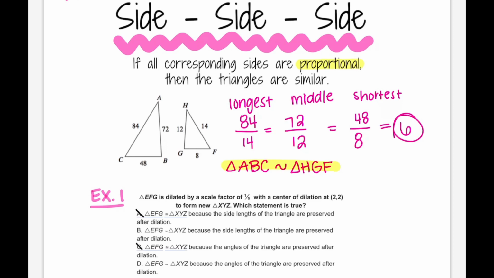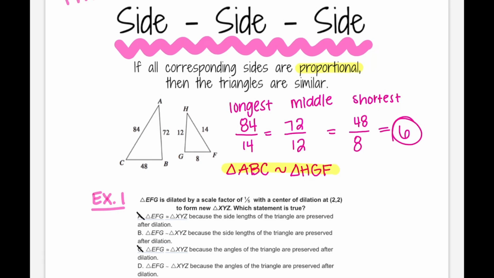Okay, the next thing we need to know is that if we want to prove similarity, and we know that the scale factor is 1/5, then that means the original triangle has been shrunk by 1/5. So the side lengths are not the same, but the angle measures will be.